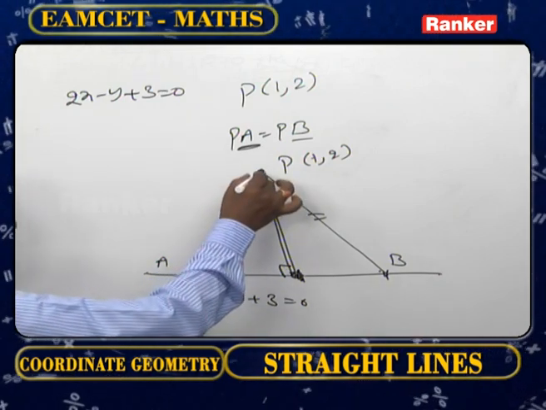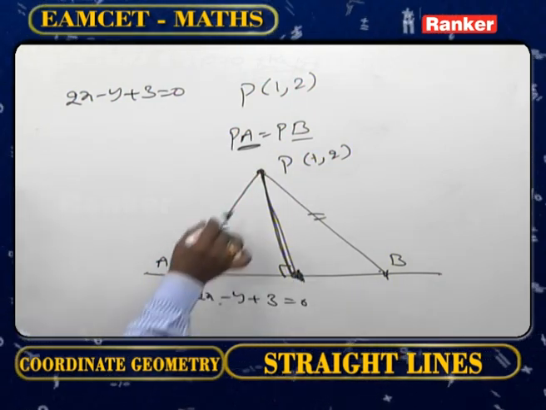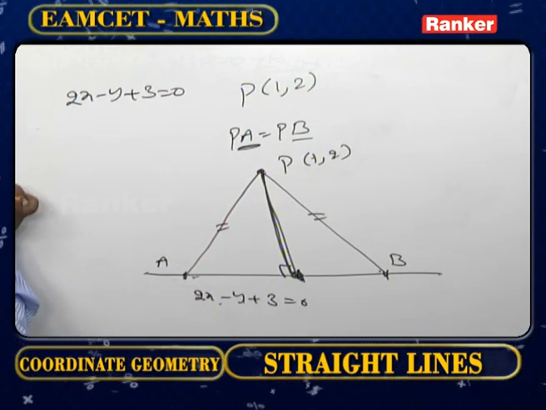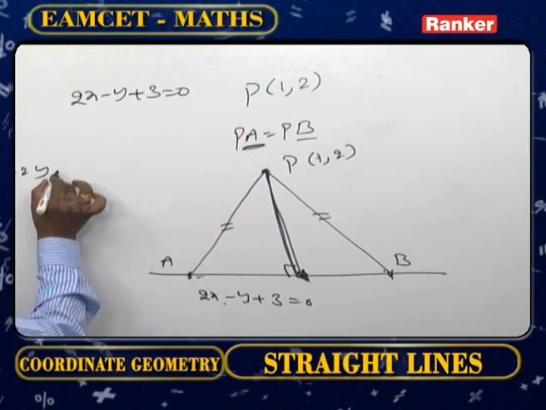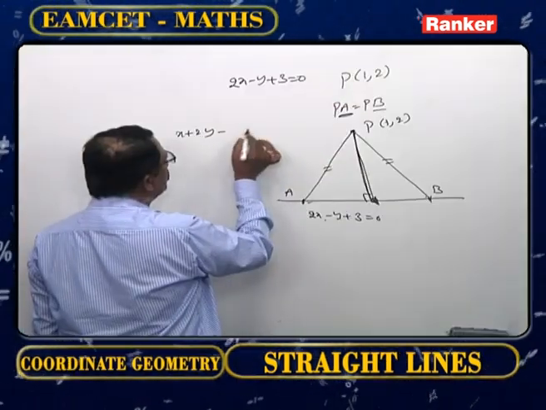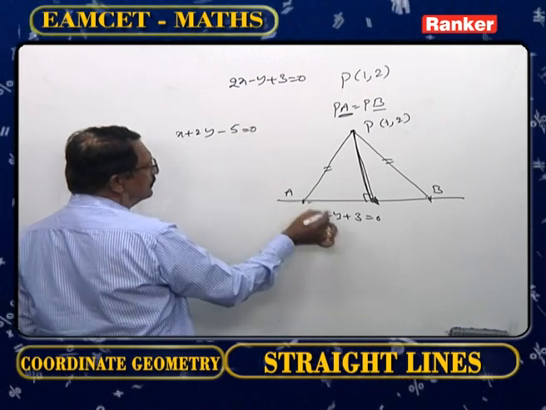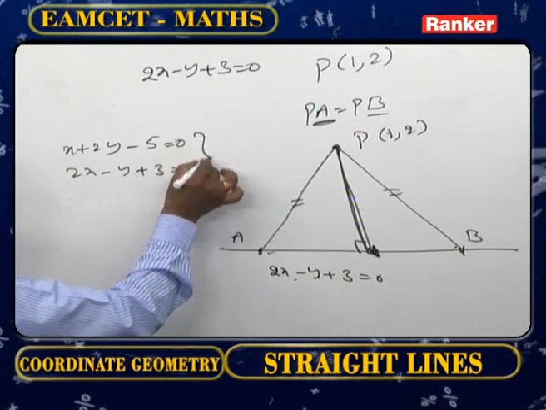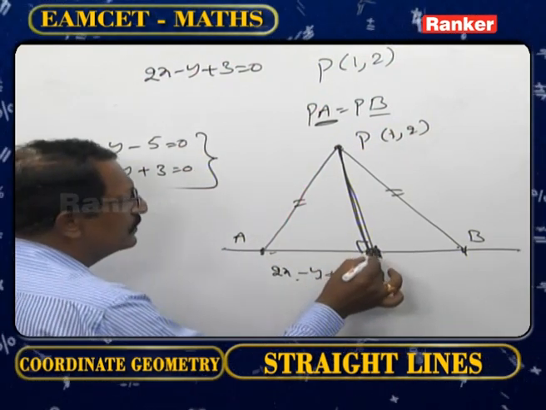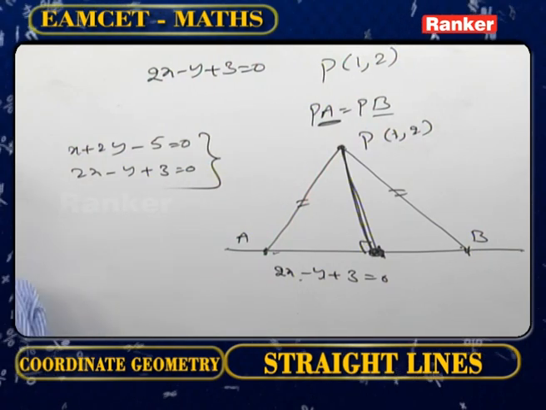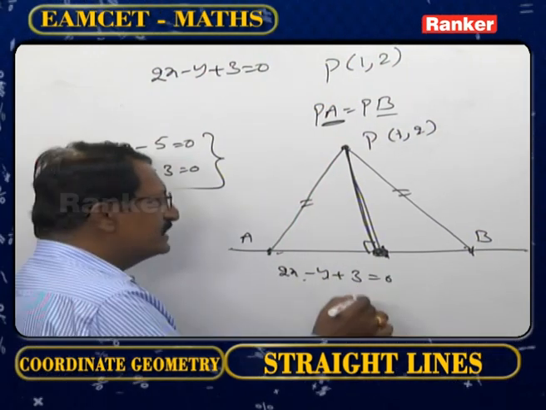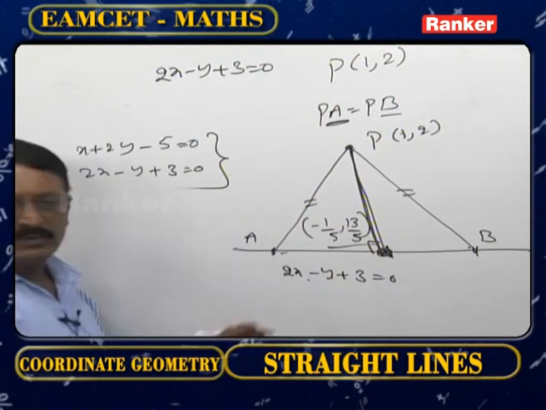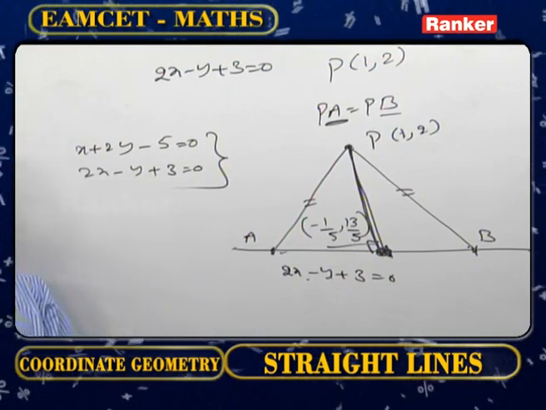Now first, the equation of the line passing through (1, 2) and perpendicular to the line 2x minus y plus 3 equals 0 is x plus 2y minus 5 equals 0. Solving these two equations with the line 2x minus y plus 3 equals 0, we get the midpoint of AB, which is minus 1 by 5 comma 13 by 5. Answer is 1.